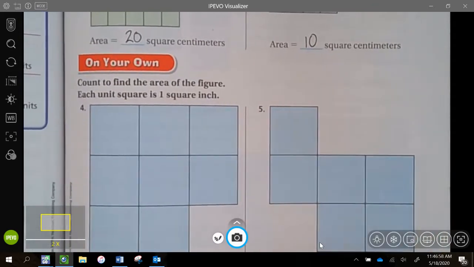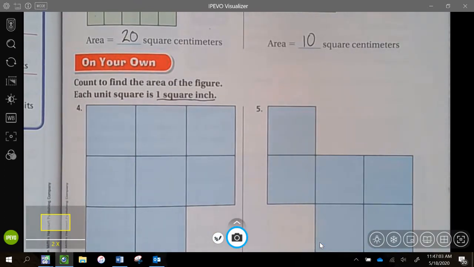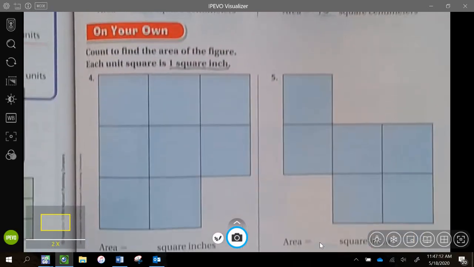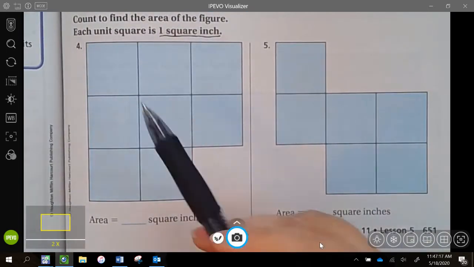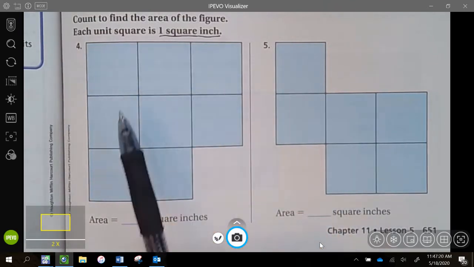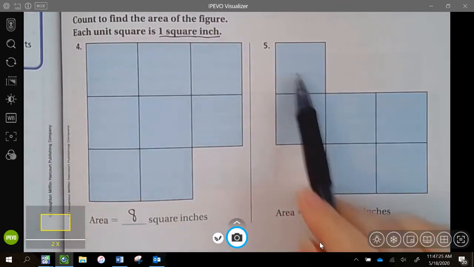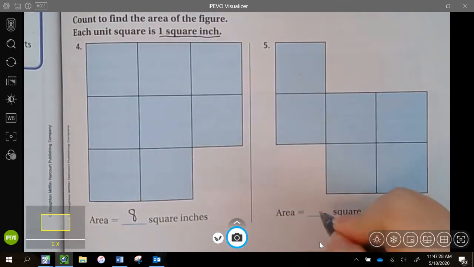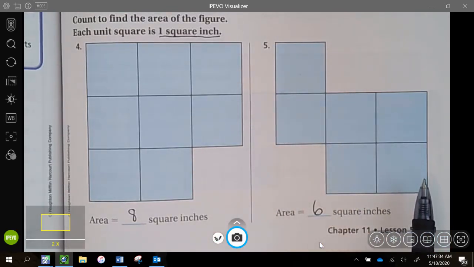If we move down to these bigger squares, you can see that we're going to be using square inches instead of centimeters, okay? And so when we do this, we need to make sure we're using the right unit as we answer. So I'm actually going to move this so that you can see this whole area here. And so we can count the big squares. 1, 2, 3, 4, 5, 6, 7, 8. 8 square inches for this figure, and 1, 2, 3, 4, 5, 6. 6 square inches for this. Remember, we're only counting the inch squares, okay?